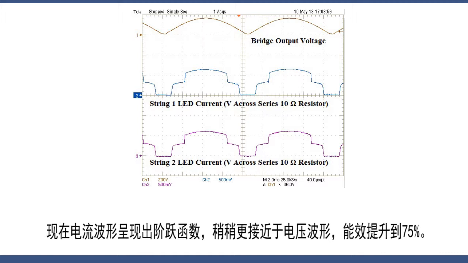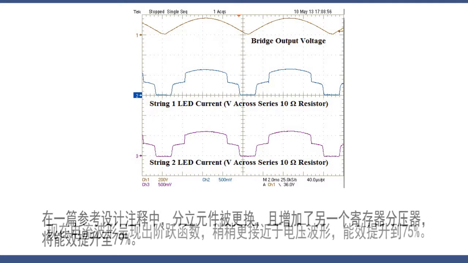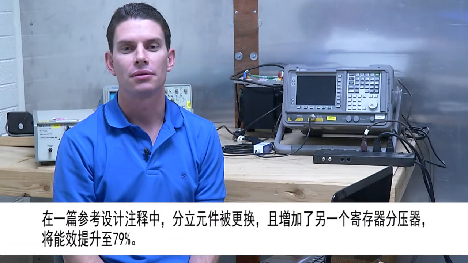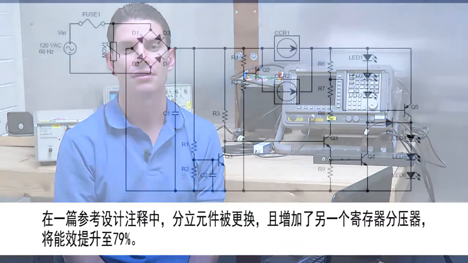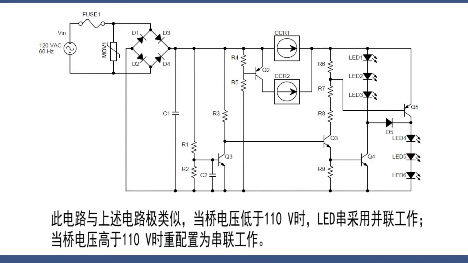The current waveform now has a step function which is a little closer to the voltage waveform, and the efficiency has improved to 75%. In the reference design note, the discrete components were changed and another resistor voltage divider was added, raising the efficiency to 79%. This circuit is very similar to that above. When the bridge voltage is below 110 volts, the LED strings are operated in parallel and then being reconfigured in series when above 110 volts.